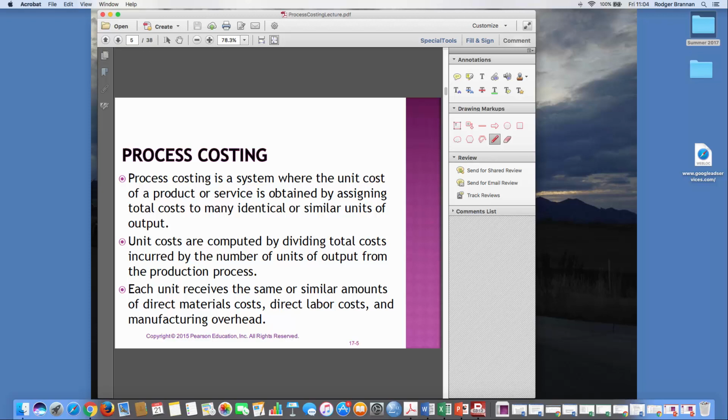An important element of process costing is this right here: every item that I produce under process costing is going to contain the same amount of materials, the same amount of labor, the same amount of overhead. With unique production, with job order costing, that's certainly not the case. Some items will have more materials, some will have more labor, some more overhead, but with process costing, one of the basic assumptions is there is an equal amount of materials, labor, and overhead in every item that I produce.